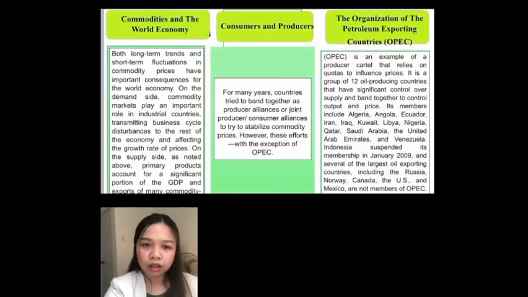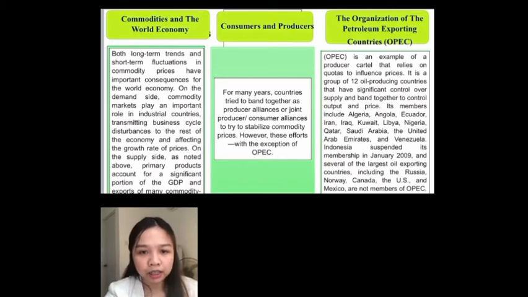Commodities and the world economy. Both long-term trends and short-term fluctuations in commodity prices have important consequences for the world economy. On the demand side, commodity markets play an important role in the industrial countries, transmitting business cycle disturbances to the rest of the economy and affecting the growth rate of prices. On the supply side, as noted above, primary products account for a significant portion of the GDP and exports of many countries.